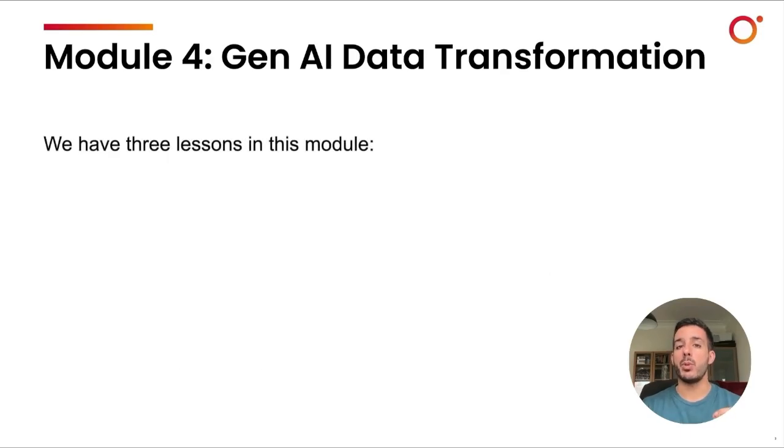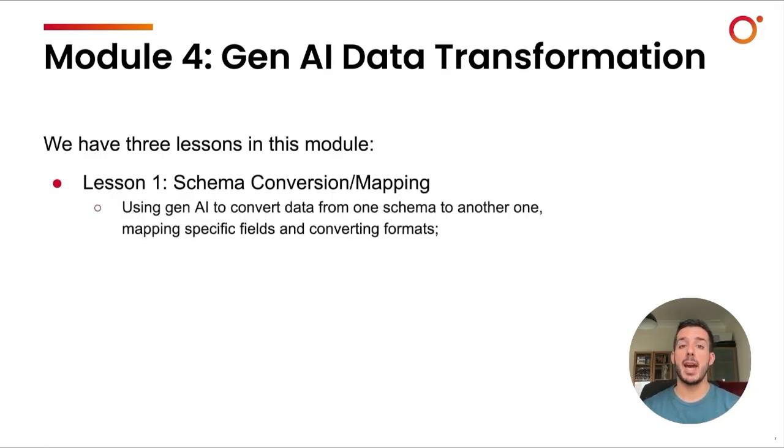In this module, we are going to have 3 main lessons for this purpose. The first lesson is about schema conversion and mapping. It's about using GenAI to actually convert a dataset from one schema to another schema, for example, mapping specific fields and converting formats of specific fields. It's about finding out what is the source schema, what is the target schema, what is the mapping between the two, and actually carrying out that transformation.